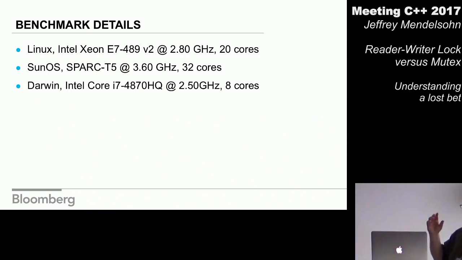All of the results are pretty much identical to the results I'm going to show you for the Linux box. There are 2 exceptions to that, which are Sun and Darwin, so I'll give some results on those as well to show how they're different.